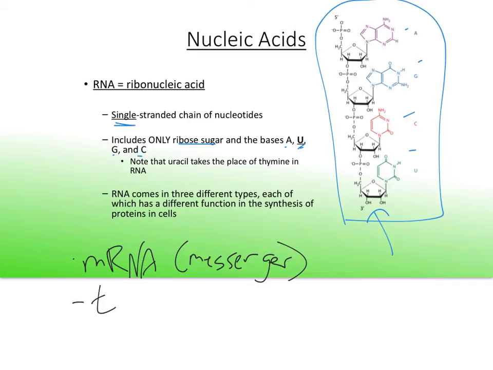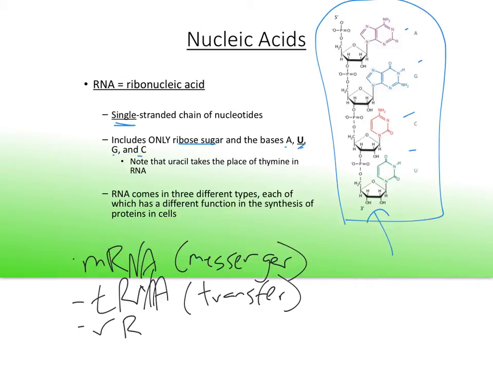You've got tRNA, which stands for transfer RNA, which plays a role in making proteins. And then you've got rRNA, which stands for ribosomal. And rRNA is just a structural piece of the ribosome, which is an organelle that you hopefully recall, but we'll cover in the next unit.